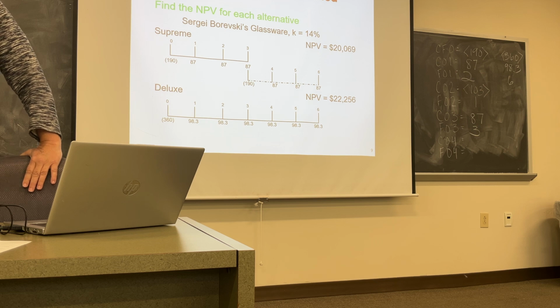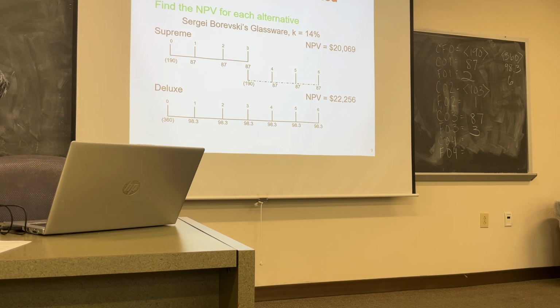Buy the Deluxe. Why is that? It has higher value. It will bring more value to the company. Now recognize, we're essentially comparing it. What would be the NPV of his current furnace? 0. Okay, so that's not saying it has no value, but in comparison, it's 0: the Supreme will bring in 20,069 more than the current furnace, and the Deluxe will bring in 22,256 more than the current furnace.